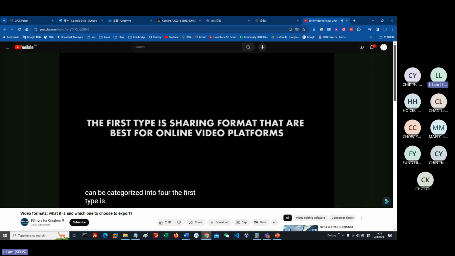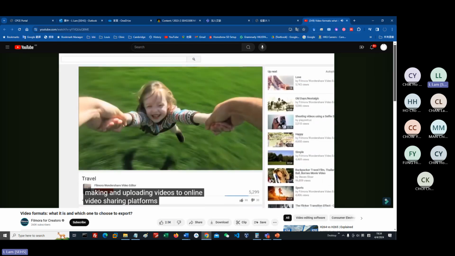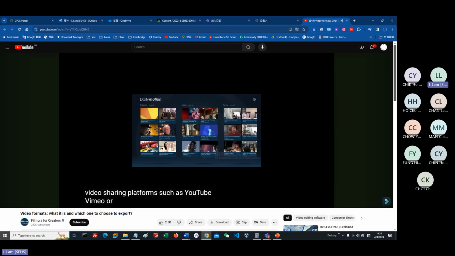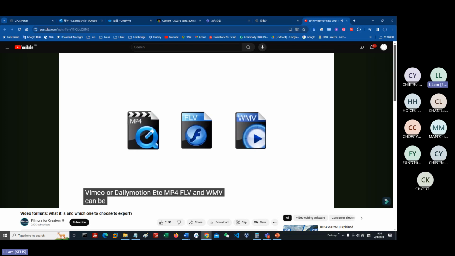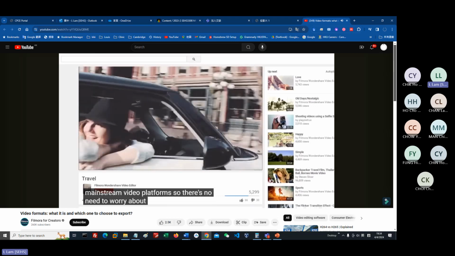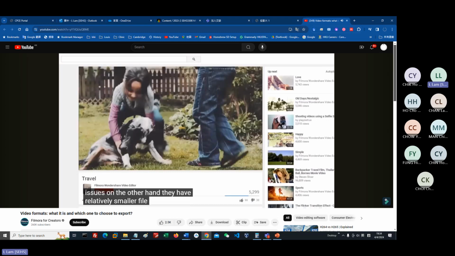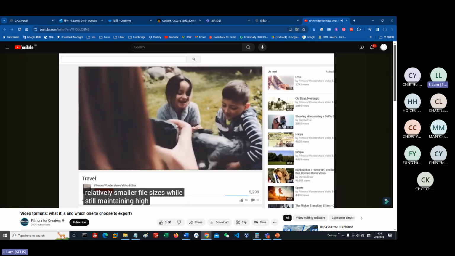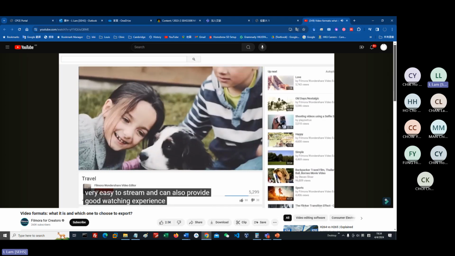The first type is sharing formats that are best for online video platforms. If you are making and uploading videos to online video sharing platforms such as YouTube, Vimeo, or Dailymotion, etc., MP4, FLV, and WMV can be a good choice. On the one hand, all these file formats are supported by mainstream video platforms, so there's no need to worry about compatibility issues. On the other hand, they have relatively smaller file sizes while still maintaining high quality. So it's very easy to stream and can also provide a good watching experience.